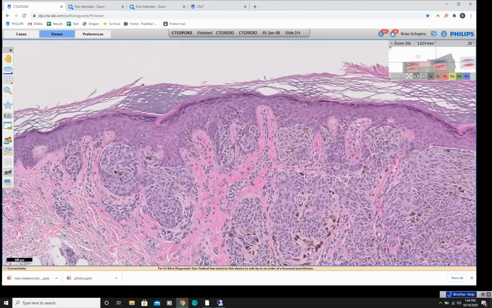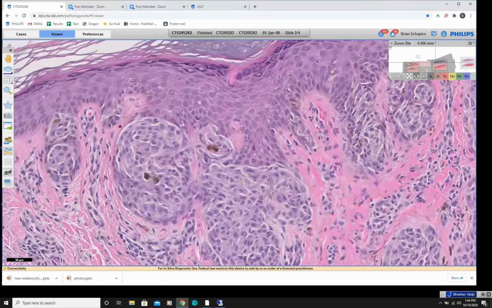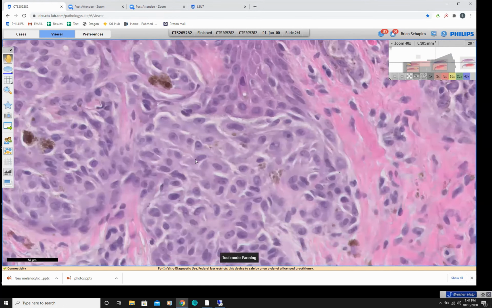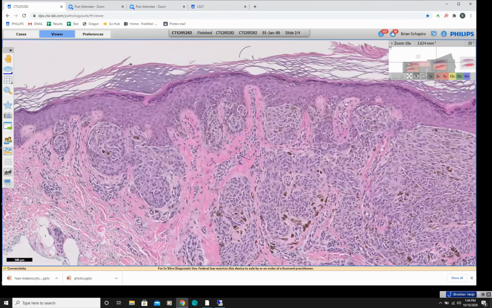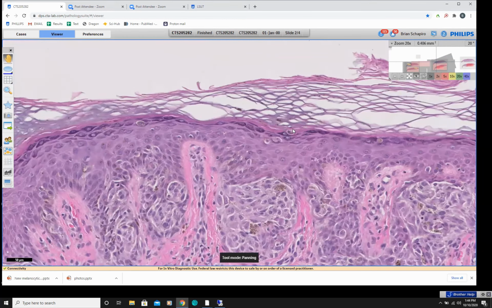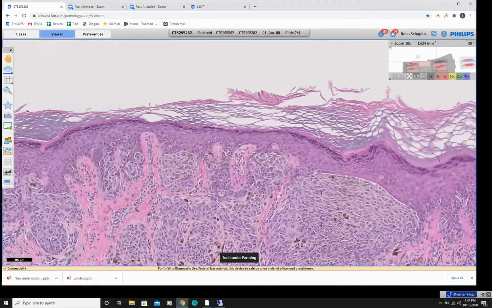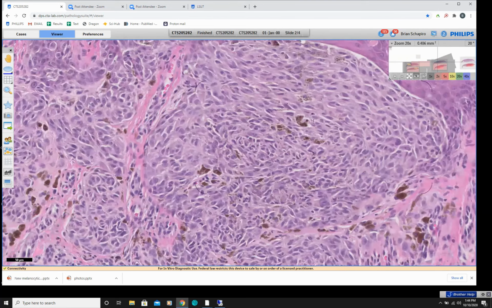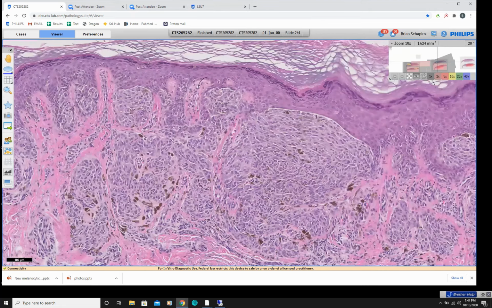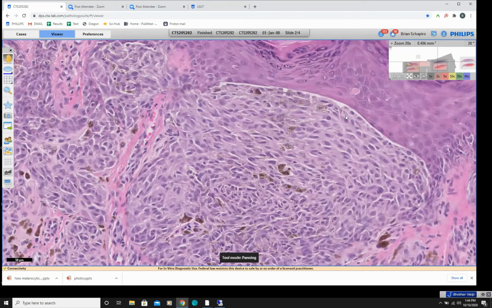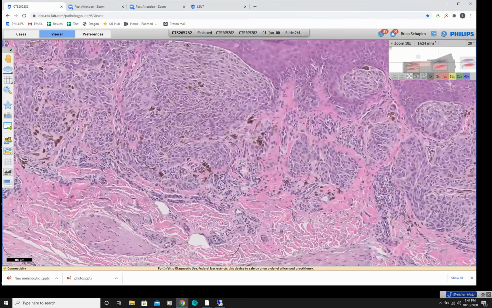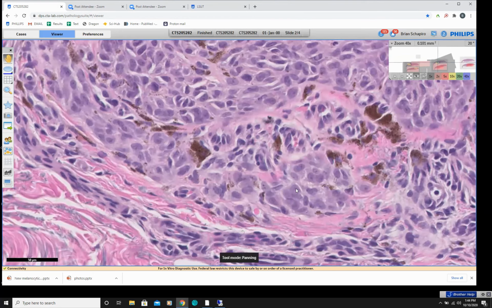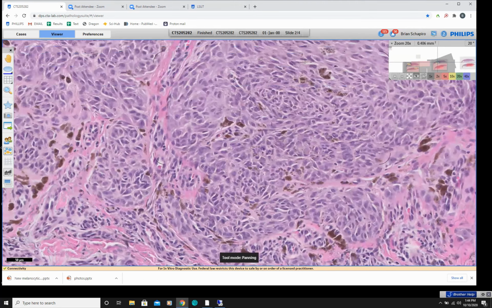When we go on higher power, each field looks the same. They're spitzoid cells with big nuclei, central distinct nucleoli. Not as much upward growth as the last one, but definitely some. You see it up here in the granular layer. And then these very, very odd-looking nests, and almost a Kamino body over here. Not much maturation towards the base in terms of the cytology, because the cells on the bottom look exactly the same way as the cells on the top.